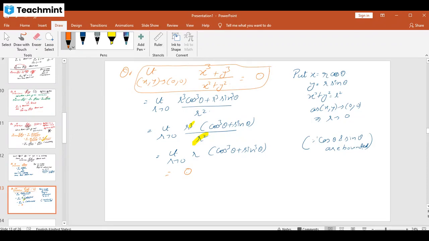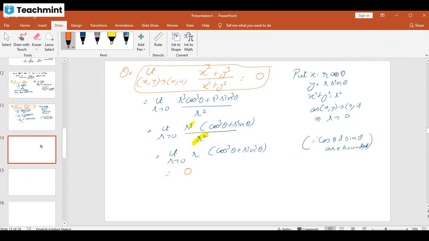So what is the condition? The condition is that the degree of the numerator is greater than the degree of the denominator. But the condition is also that the denominator should contain an even power with a positive sign. Even power with positive sign. What will happen if it doesn't have an even power, or if it has a negative sign?